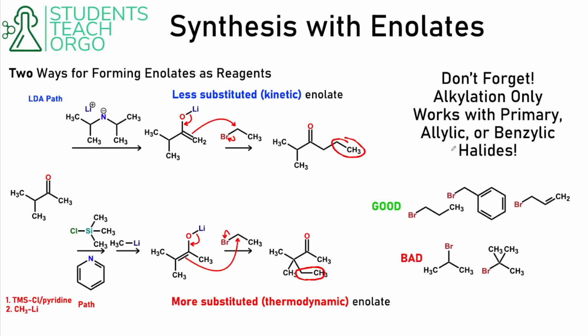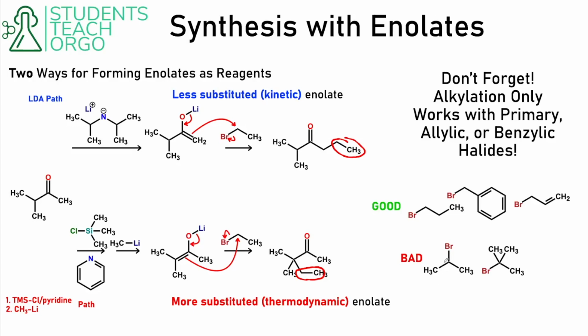Now, another really important note is that not any alkyl halide works for these synthetic reactions. It has to be a primary, allylic, or benzylic. So this is primary, so that would work. This is benzylic, and this is allylic, so we could use any of these three, but this secondary bromide and this tertiary bromine compound would not work.